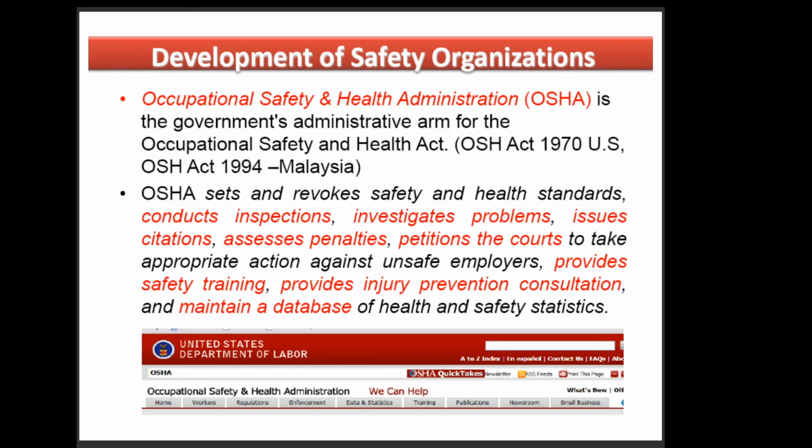The Occupational Safety and Health Administration is the government's administrative arm for the Occupational Safety and Health Act. They conduct inspections, investigate problems, issue citations, assess penalties, petition the court to take appropriate action against unsafe employers, provide safety training, provide injury prevention consultation, and maintain a database of health and safety statistics.